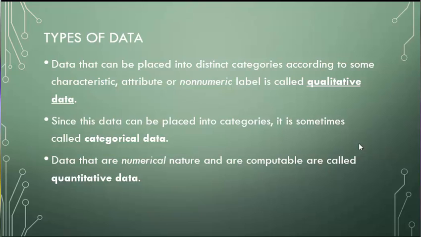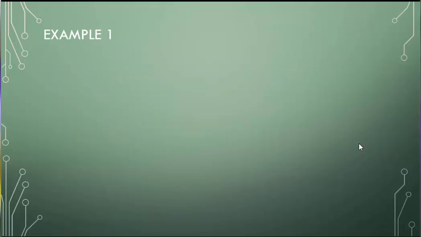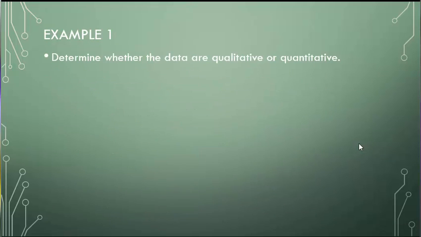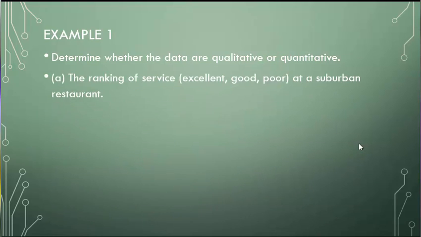So generally speaking, if the data is non-numeric, we'll call it qualitative. If it's numerical, we'll call it quantitative. So let's take a look at an example and see how this works. Let's determine whether the data is qualitative or quantitative. First, the ranking of service, whether it's excellent, good, or poor, at a suburban restaurant.